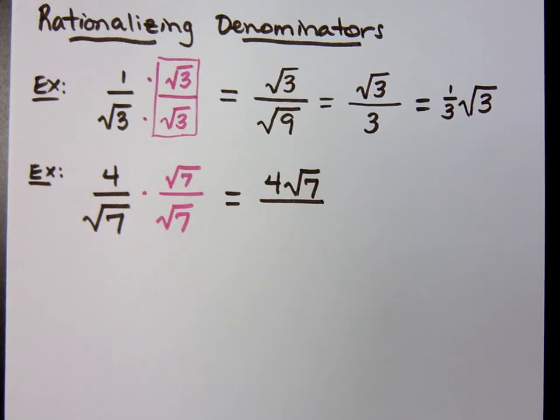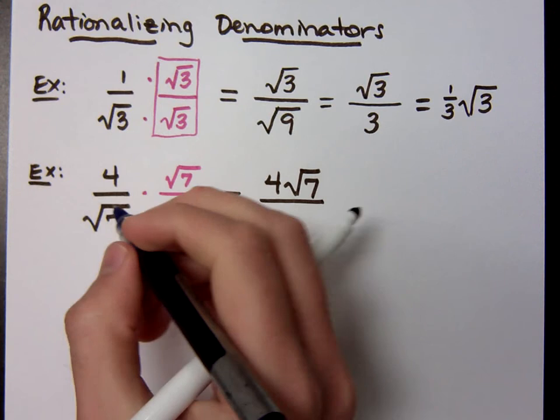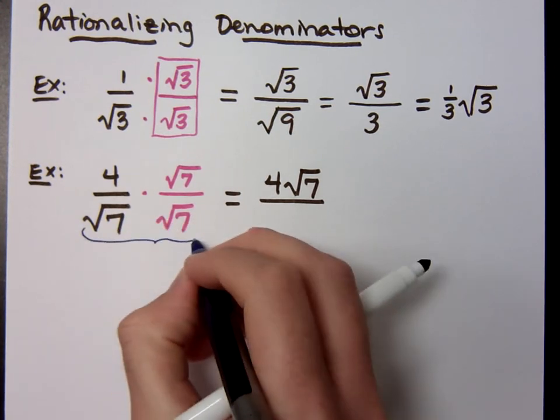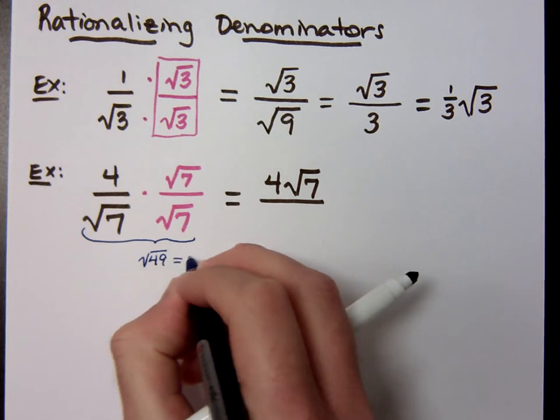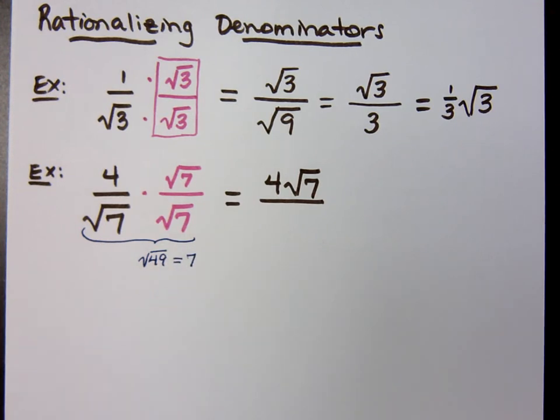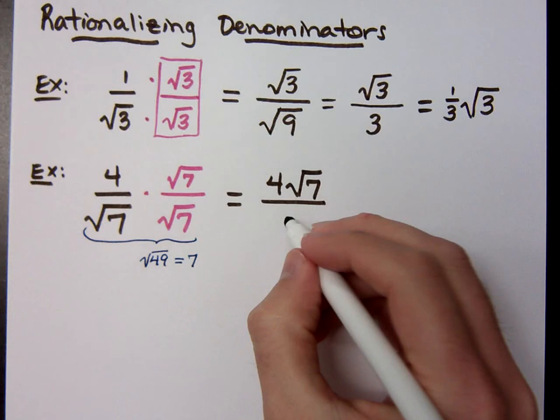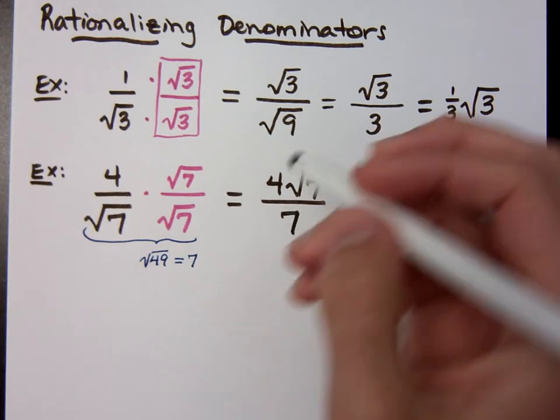Right, and this is where you could almost just take this guy as a little side note and say, I know this is the square root of 49, and that's just going to equal 7, so that way I don't have to keep rewriting a bunch of stuff. So it's 4 square roots of 7 over 7.